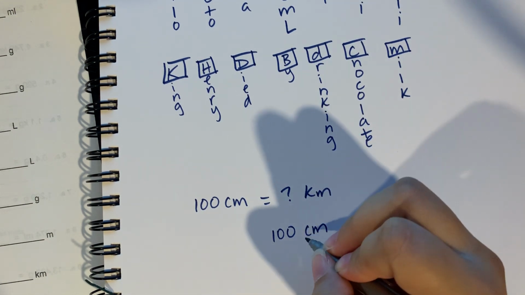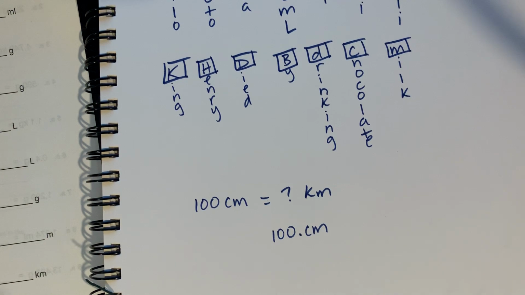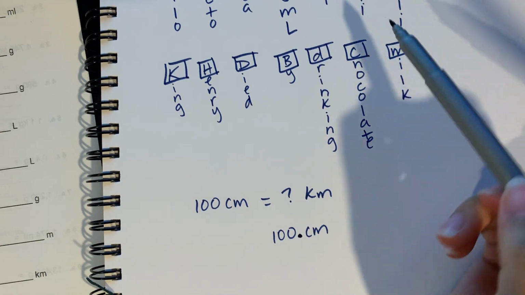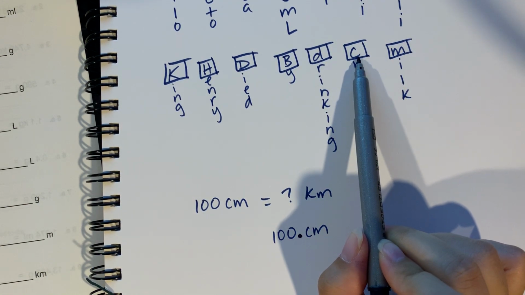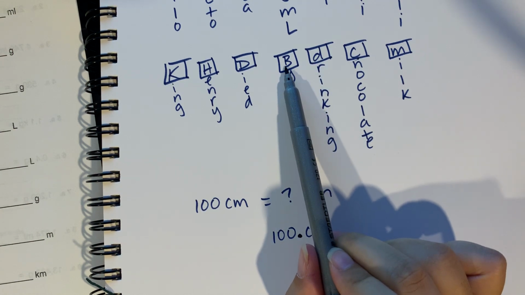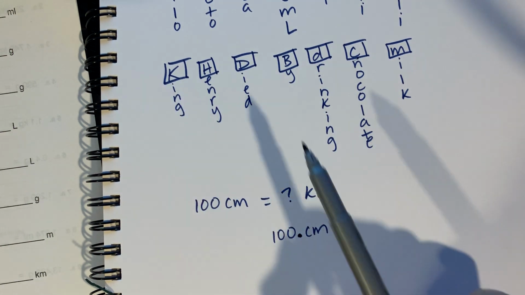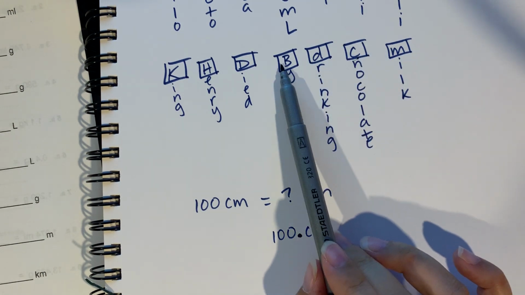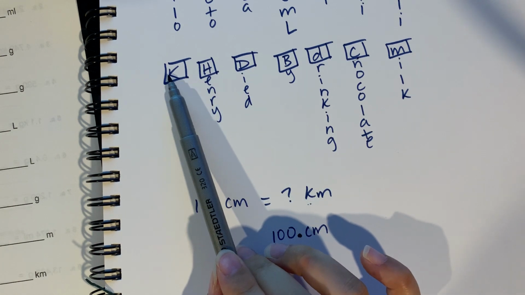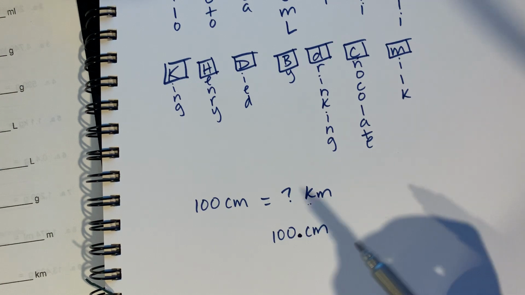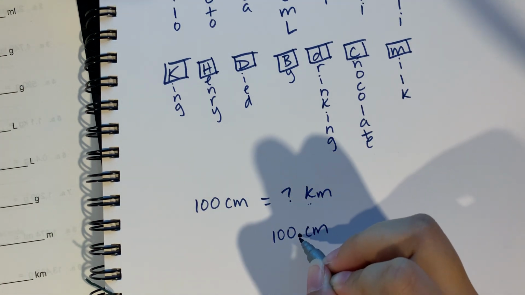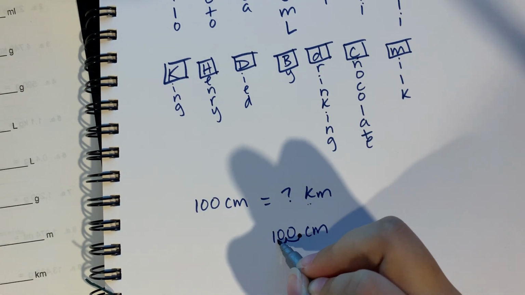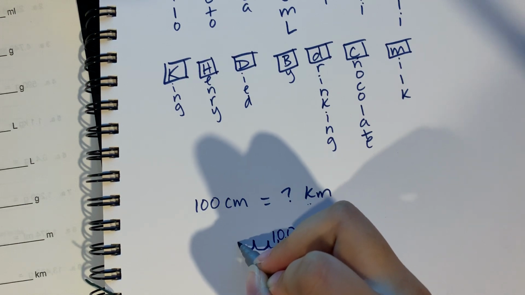My decimal point for any whole number is always at the end of the number, okay? So it's right here. Now, looking at my little chart, how many times would I have to move? 1, 2, 3, 4, 5. That's how I get to my kilo. So from centi, I go 1, 2, 3, 4, 5. And because I moved it 5 times, I'm going to move my decimal point 5 times to the left. So I'm gonna go 1, 2, 3, 4, 5.